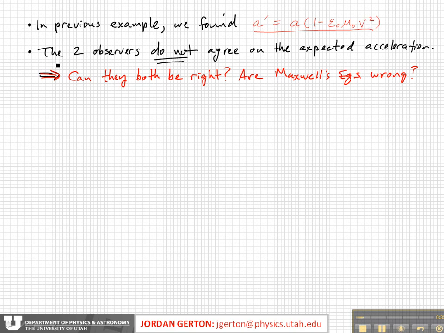So again, the two observers do not agree on the expected acceleration, and this raises some really important and deep questions. Particularly, can they both be right or wrong? Who's right? Can they both be right? Or are Maxwell's equations wrong? What's going on? Okay.